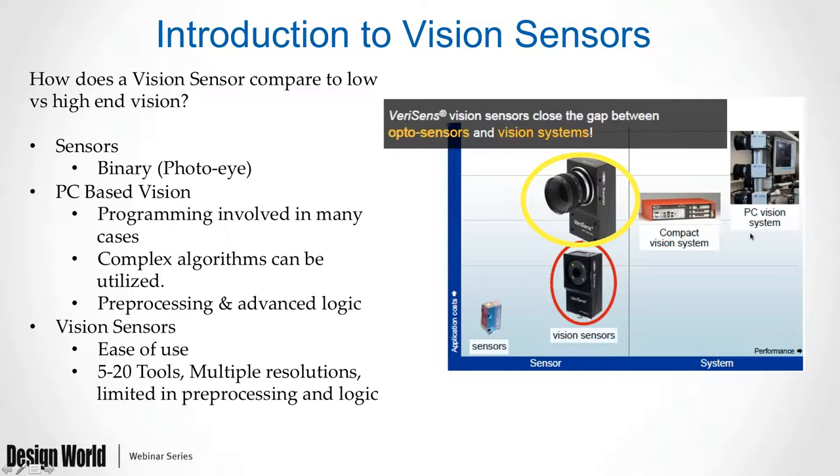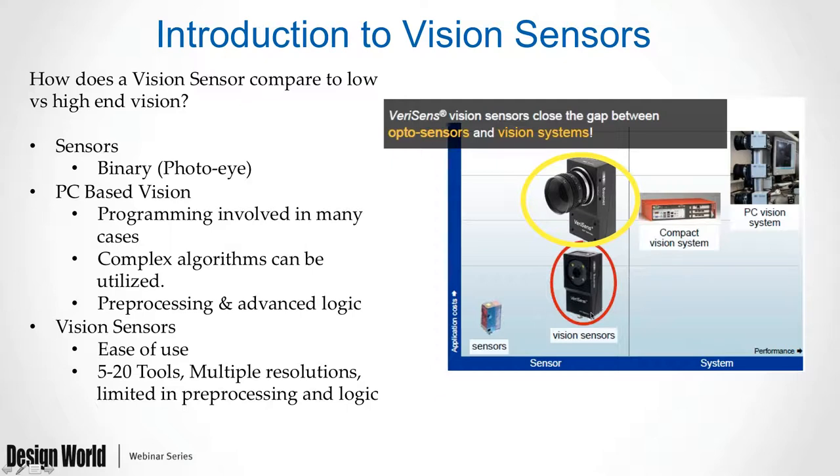We've got a PC involved. We've got some processing power that we need. We maybe have multiple cameras, as you've seen here, connected to this, and really have a lot of complexity that we can do. With PC-based vision you'll get into some programming, more complex algorithms, some pre-processing, advanced logic, etc. Tons of places for this.